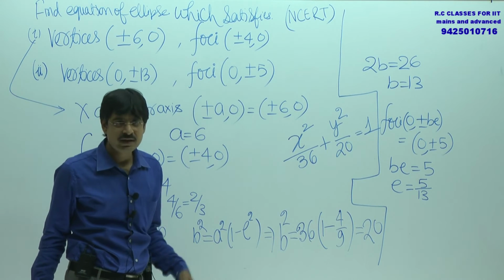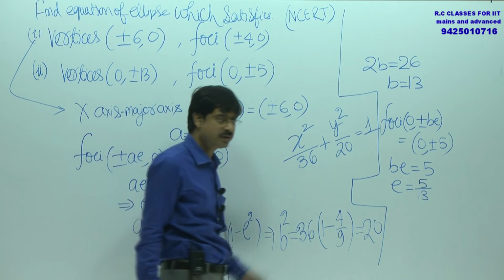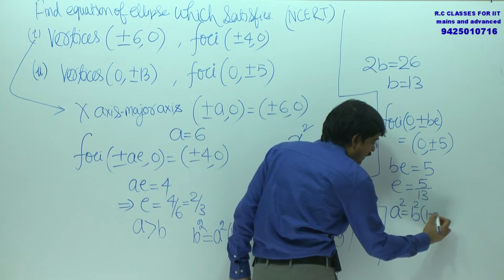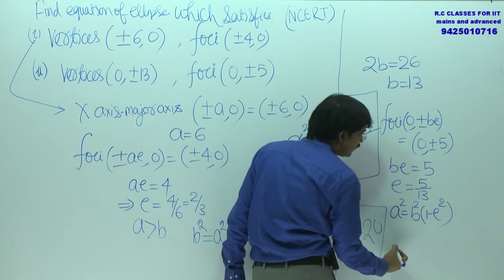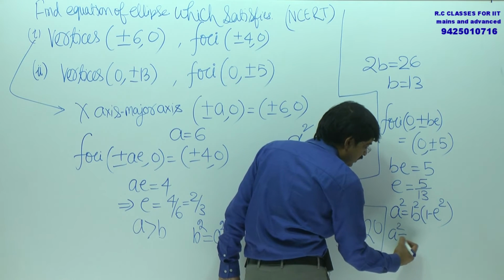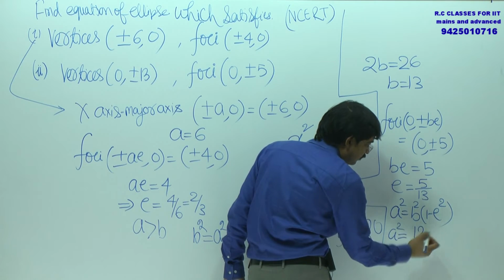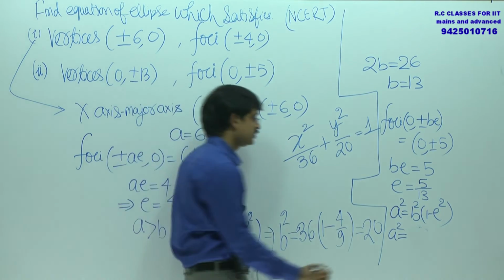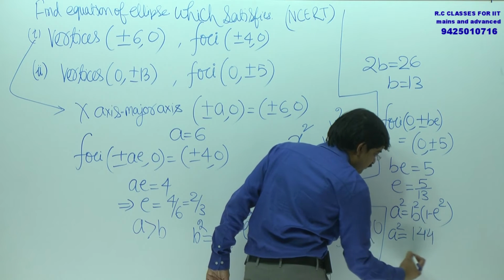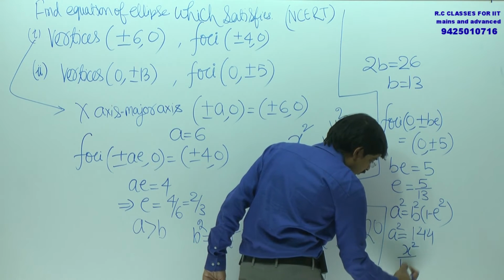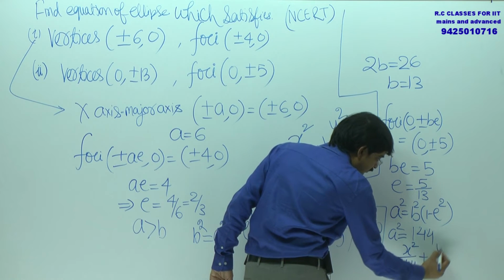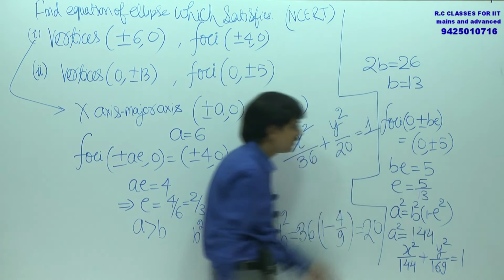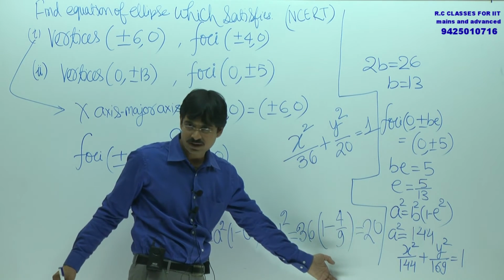E आ गया, B already available है. You can find out the value of A. So what is that value of A you are getting here? A square is coming as 144. Okay. The equation of ellipse is x square upon 144 plus y square upon 169 equals to 1, and equation of ellipse was required there. Easily you are getting that.